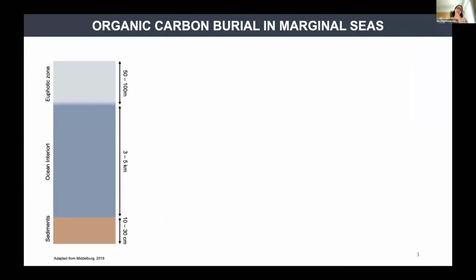So organic carbon, and its burial in particular, is pretty important in the global carbon cycle because it's one of the long-term sinks. So after exchange between the ocean and the atmosphere system, organic carbon burial and weathering of terrestrial rocks are the main mechanisms that remove atmospheric CO2 from the system.